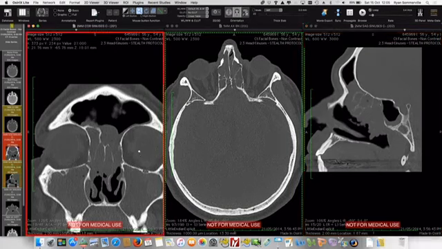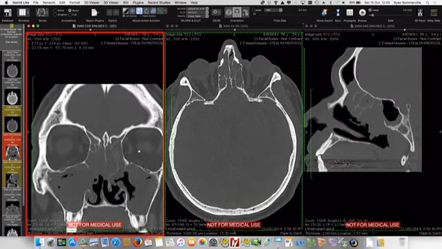I'm going to focus on that left-hand side. So from this point of view, the one slice that's important is this slice here. So that cell there, the bulla ethmoidalis cell just here, is the key to the whole operation. If we don't take down that bulla ethmoidalis cell, we don't get up into the frontal sinus.